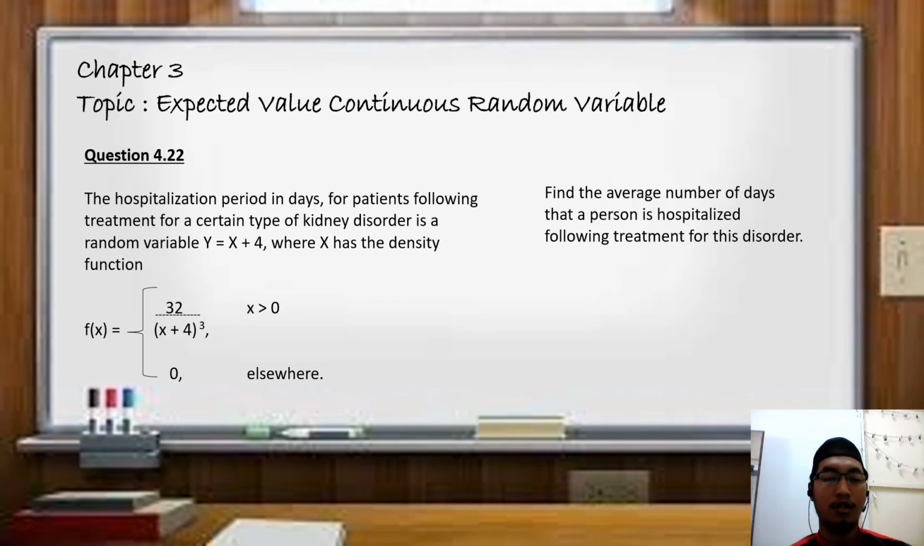So alright, we go to the next question, 4.22. The hospitalization period in days for patients following treatment for a certain type of kidney disorder is a random variable Y equals X plus 4, where X has the density function 32 over (x plus 4) cubed, where x is greater than 0. So the question is, find the average number of days that a person is hospitalized following treatment for this disorder.